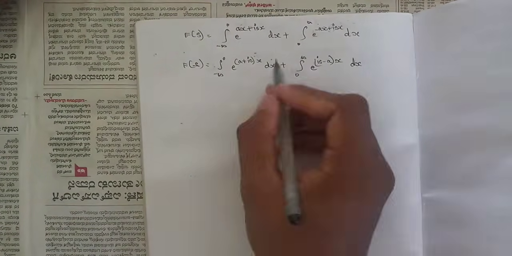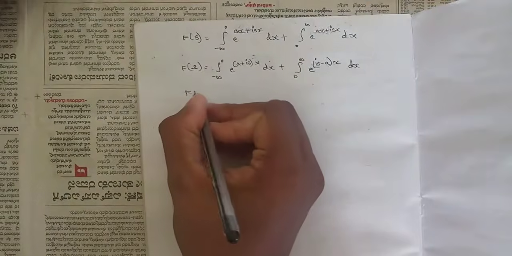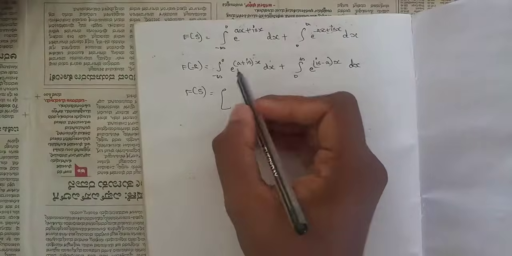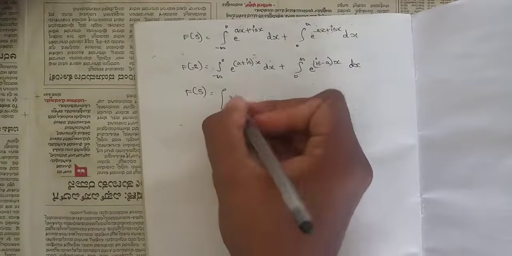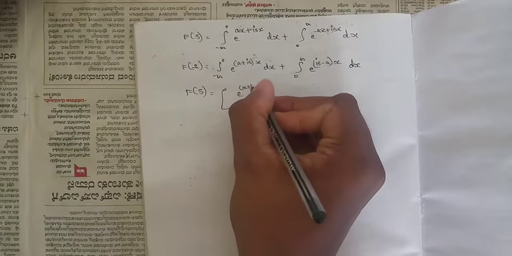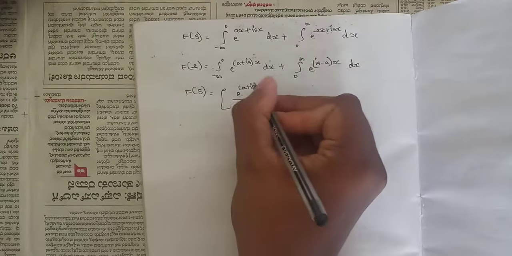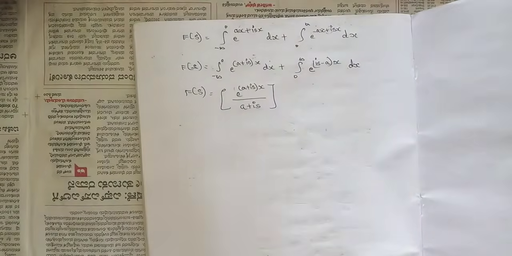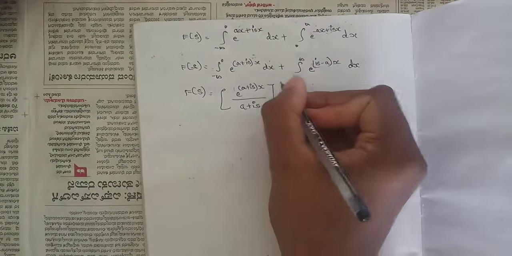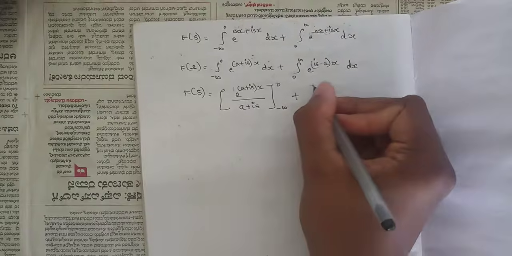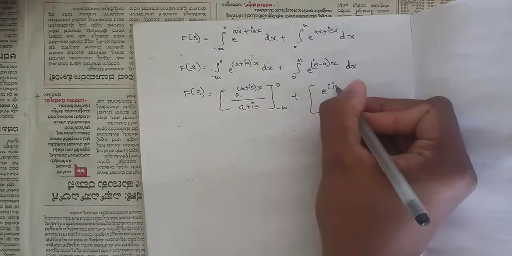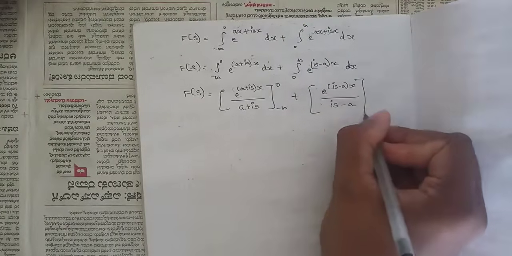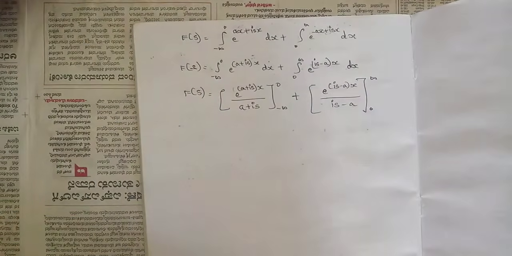Now we need to write the integrals, that is, substitute the integrals. The integral of e power a plus is into x is e power a plus is into x divided by the coefficient of x here, which is a plus is, right? And the limits are from minus infinity to 0, plus e power is minus a into x divided by is minus a, where the limits are from 0 to infinity, okay?